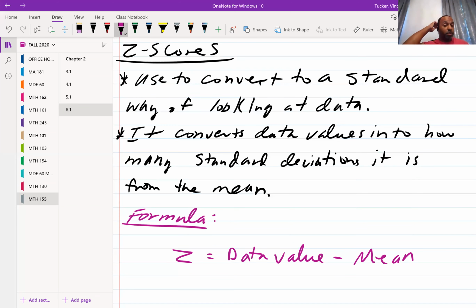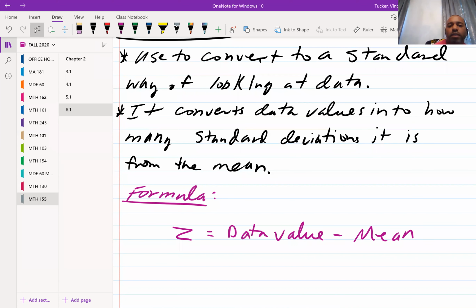All right, so we're gonna use these z-scores to convert data values to a standard way of looking at your data. It's going to convert your data values into how many standard deviations they are from the mean.